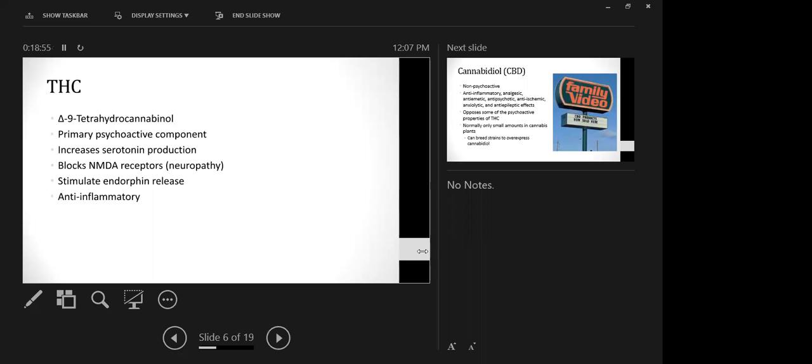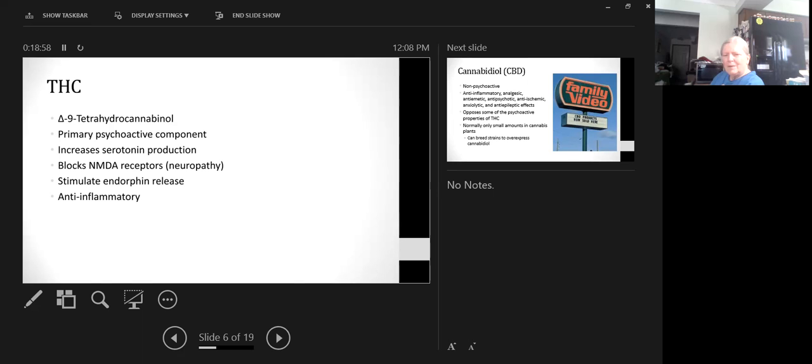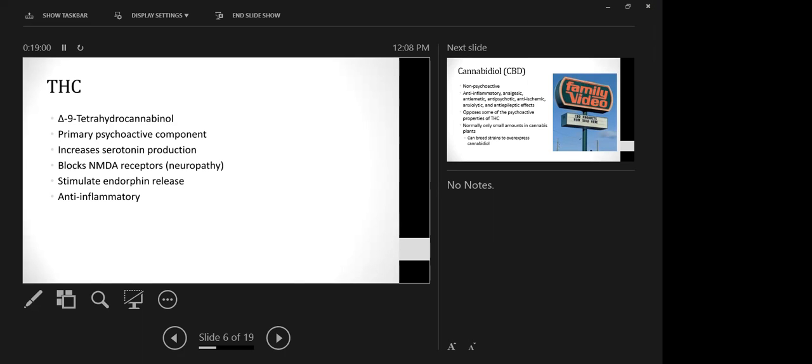So THC, tetrahydrocannabinol. THC is much easier to say. It's the primary psychoactive component. What that does is it increases serotonin production, it blocks the NMDA receptors, neuropathy, it stimulates endorphin release, and it also has anti-inflammatory actions. But it is also, like I said, the part of cannabis that makes you have that high.